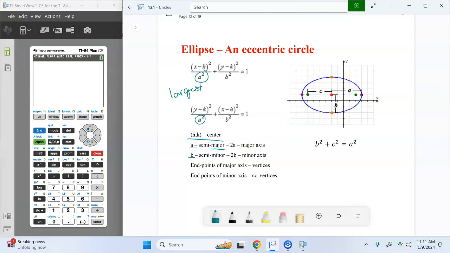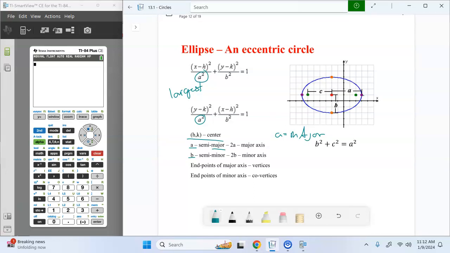And the way that I think it's helpful to remember that is a relates to the major axis. We got an A, major, bigger, biggest. A refers to the major axis. It's the length of what we call the semi-major axis, which is just along the major axis from the center to the edge. And it goes from center to the vertex at the edge.